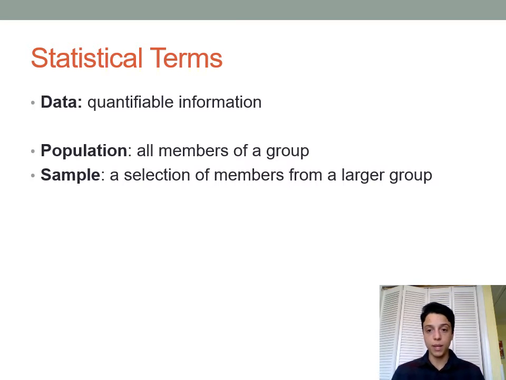Oftentimes when we talk about samples, we are talking about a sample of people. So another example would be if you're interested in understanding people's attitudes about the death penalty in the United States, you can't ask every single person who lives in the United States. So instead, you might take a sample of 1,000 people and then ask them what they think about the death penalty. And so the idea here is that you're using a sample to oftentimes learn about a larger population, and the sample is going to be just some selection of members from that larger group.